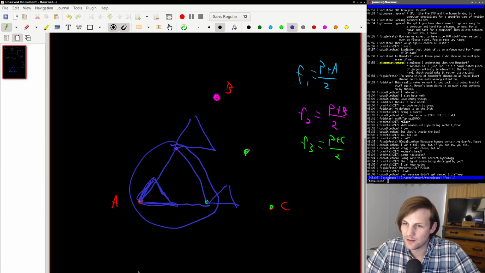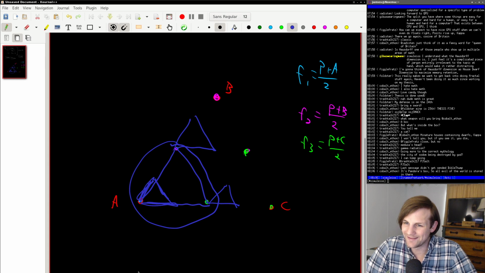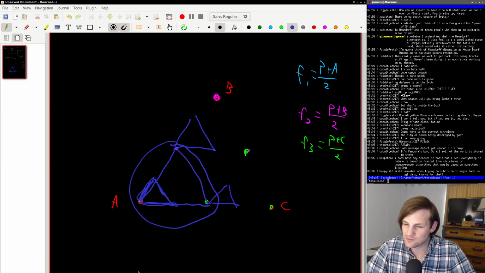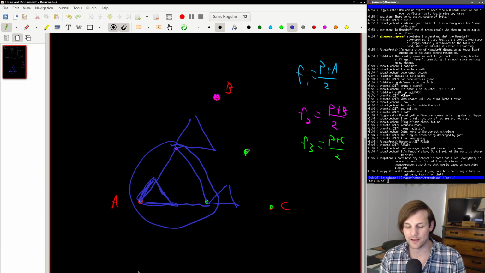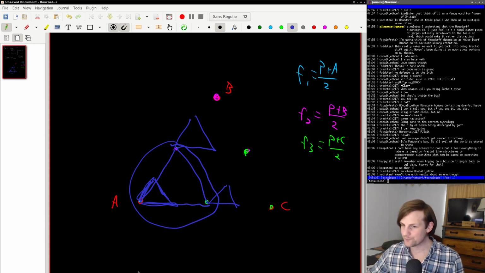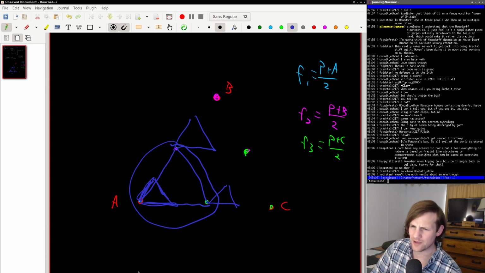Let me go ahead and catch up on chat here. What weapon will we bring? The city of Sodom being destroyed by... Oh, boy. Last message didn't get sent. It's Pandora's box, so all evil in the world is stored in there. I don't have any scientific basis, but I feel everything in nature is based on fractal-like structures or pseudo-random algorithms that may be based on something like DNA. I don't have any way to prove or disprove that statement, because I simply don't know enough about this. Remember when trying to subdivide a triangle back in the good OGL days? Oh, the good old days. Wasn't the myth really about an urn, though? Oh, the Pandora's urn? Yeah, but everyone just calls it a box. So we'll call it a box as well.